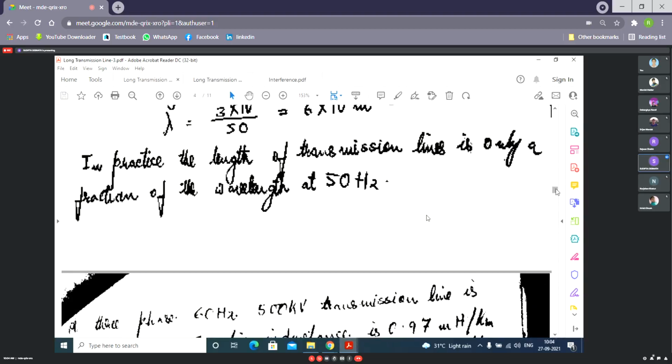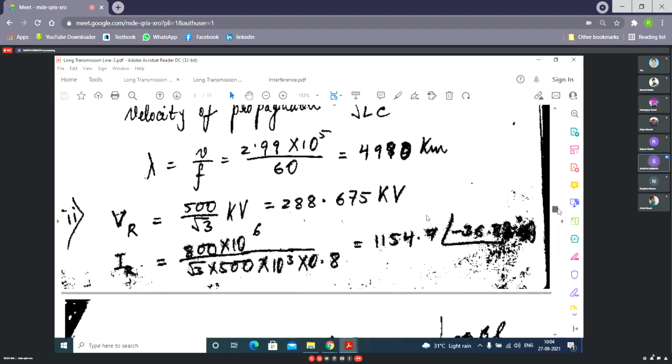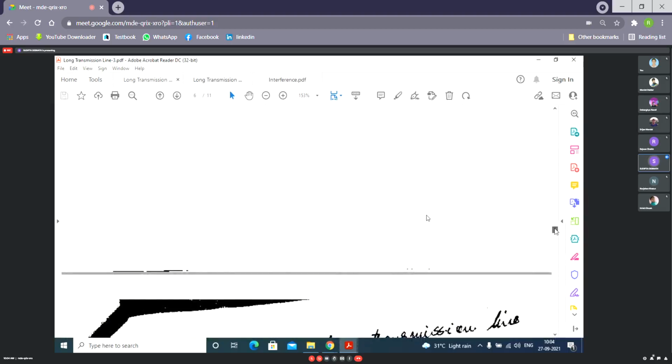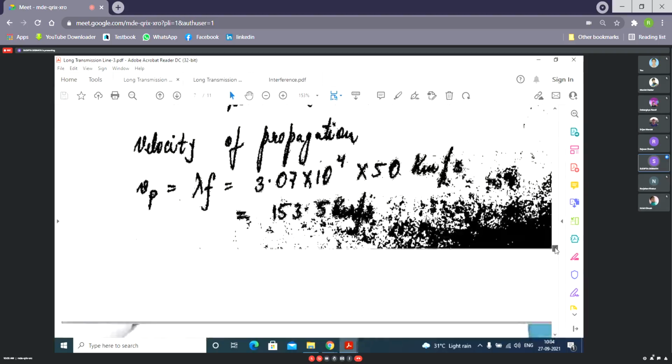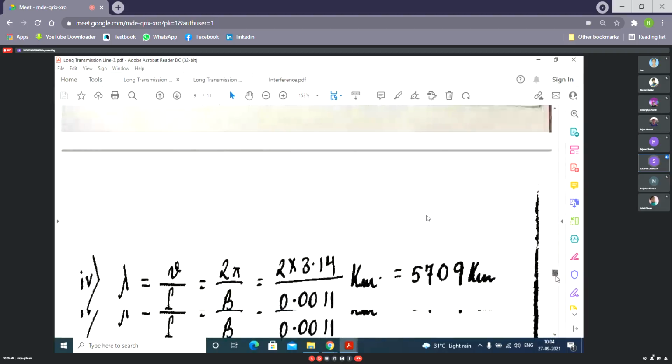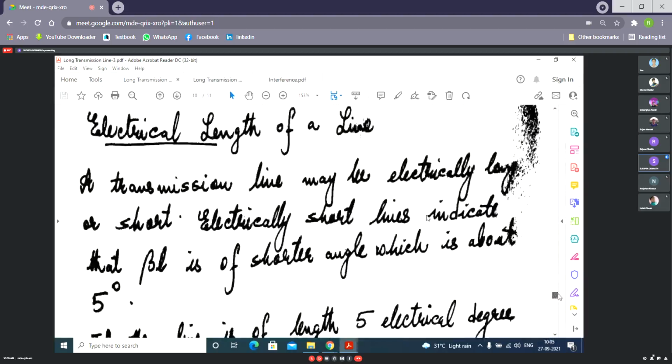The phase shift actually is very small. For a short transmission line, the phase shift is 5 degrees. For a medium transmission line, the phase shift is approximately 15 degrees. That is called the electrical length of the line. What is the electrical length of the line? A transmission line may be electrically long or short. An electrically short line indicates that beta l is a small angle. Actually, electrical length is the phase shift in the line.